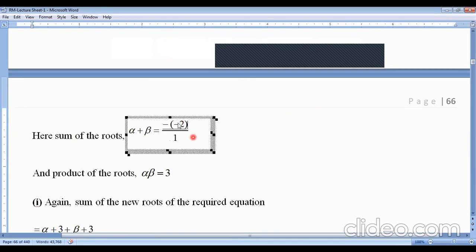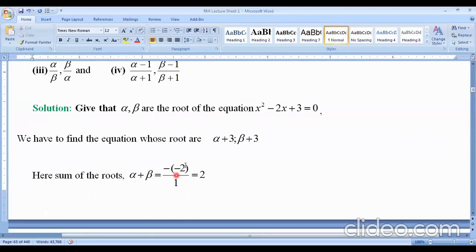B means minus 2, minus 2 by 1. This equals 2. Sum of the roots is minus b by a. Here a equals 1, b equals minus 2, and c equals 3, comparing with the standard form of the quadratic equation.